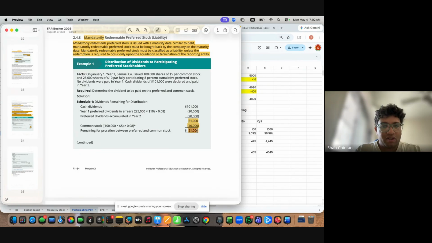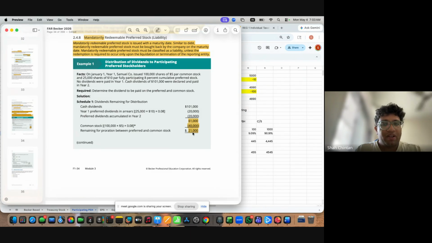It's 21,000. This 21,000 of excess earnings needs to be distributed between common share and preference share in the ratio of amount invested. Now, who has invested how much amount? Equity share has invested 1 lakh shares into 5 lakh dollars. Preference shareholders, how much have they invested? 25,000 shares into $10. So that comes to 2 lakh 50,000.